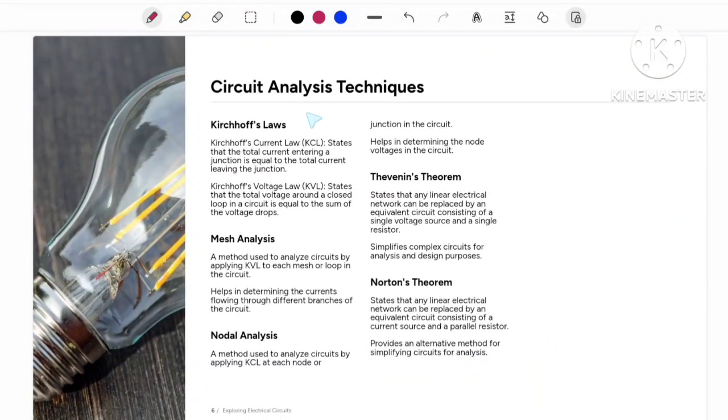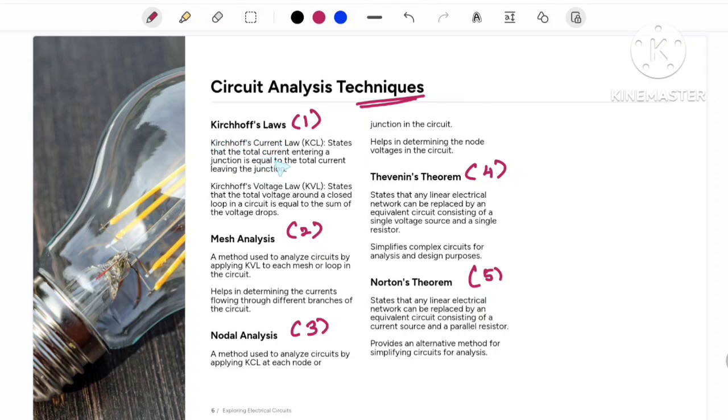What kind of circuit analysis techniques are involved in the electrical circuit? The first one is Kirchhoff's law. Second one, mesh analysis. Third one, node analysis. Fourth one, Thevenin's theorem. Fifth one, Norton's theorem. So let's see them one by one.